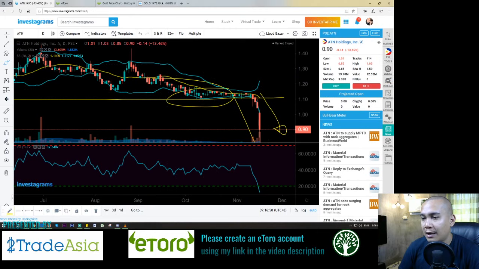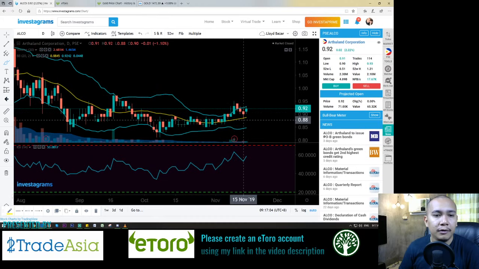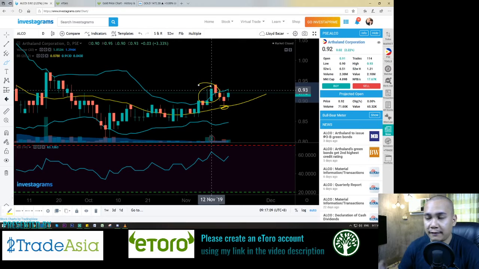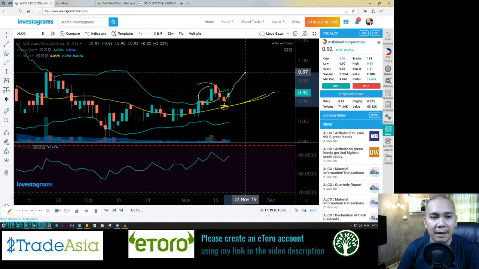Right, so Alco, nag-pullback na, and look at that. Perfect MA20 bounce again after Bollinger Band triggers. If you don't know how to use this, Bollinger Band and MA20 bounce, dyan po sa video description, check out Bollinger Bands and MA20. And that's why I love this yellow line. So ayan po, umaakit na siya. And we have a confirmation.